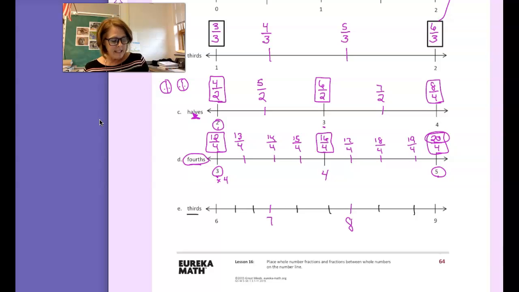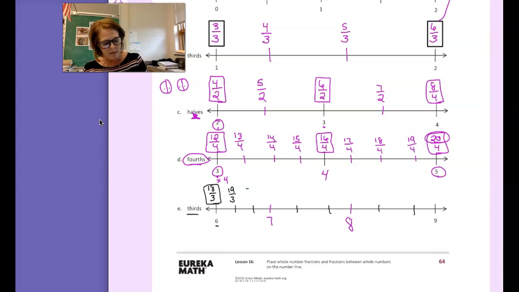And if I have 6 wholes, think of 6 pizzas. Each pizza has 3 pieces in it. How many thirds do I have? I would have 18 thirds. So let's put a box around that. And we're going to keep counting.